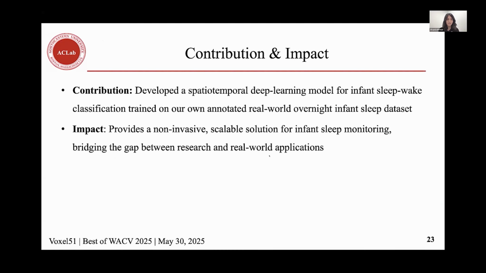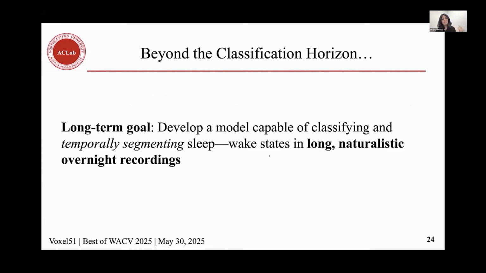However, I mentioned earlier that we want to move beyond just the classification horizon and develop a model ultimately capable of classifying and temporally segmenting these longer overnight recordings. So rather than just sampling the 90-second clips, what if we had 20-minute, 30-minute, or even hours-long footage that we want to temporally segment based on the different states, in this case sleep and wake, that the infant can move in and out of overnight.